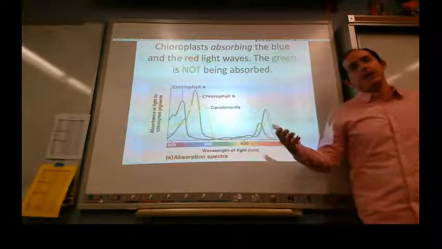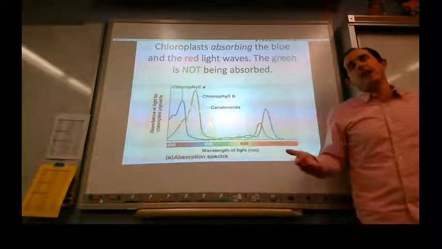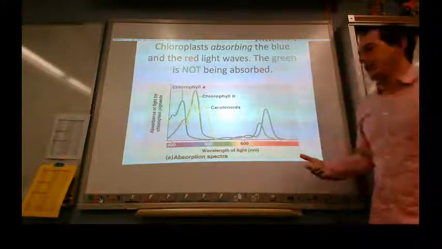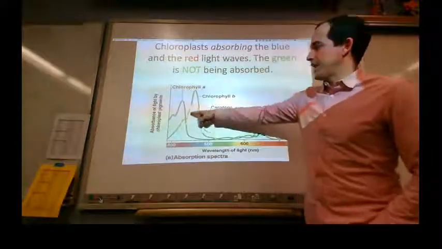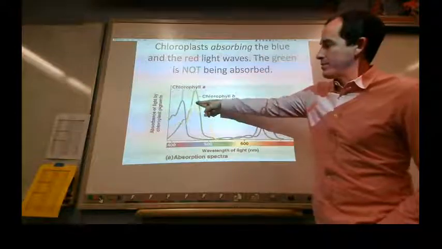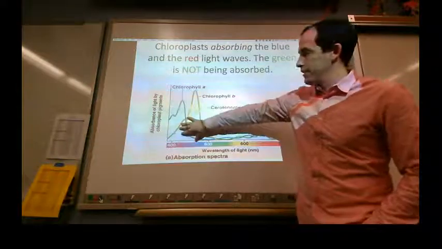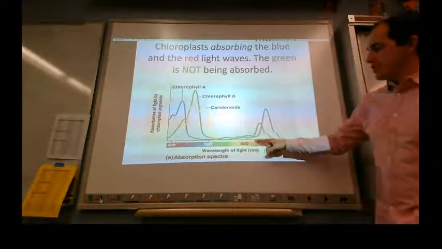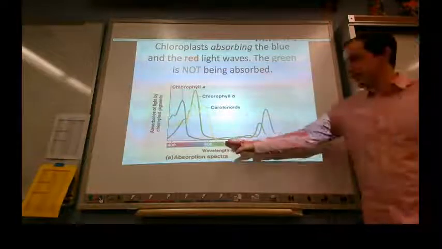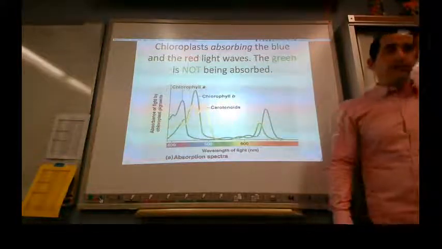Carotenoids are what we call accessory pigments. So these are pigments that plants also have that help to absorb light energy. And what you can see with the carotenoids is that they're going to absorb at the blue and purple end, but they're actually going to reflect everything else, the greens, the yellows, the oranges, and the reds.